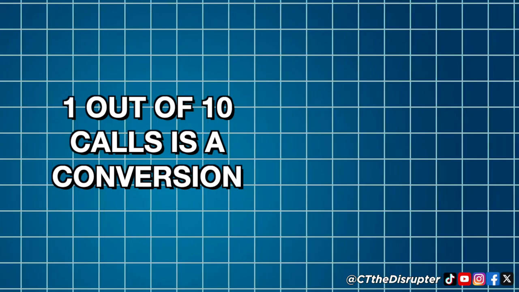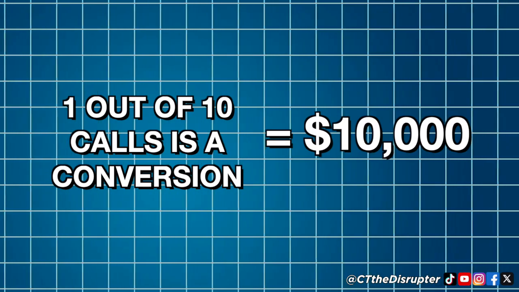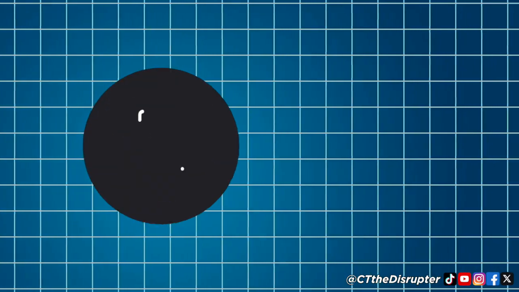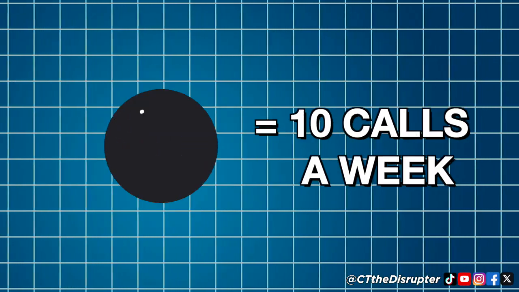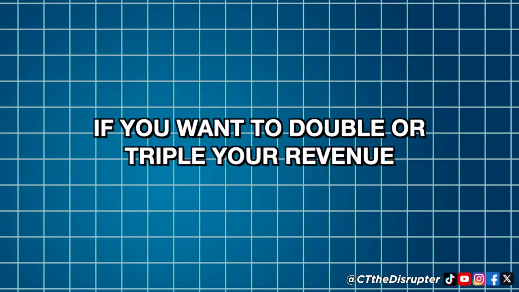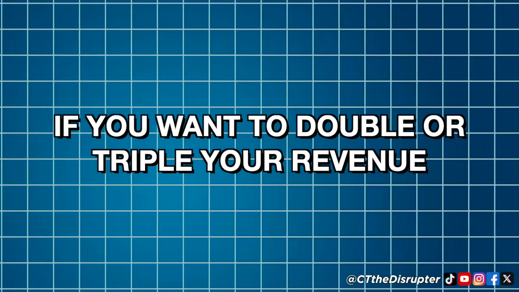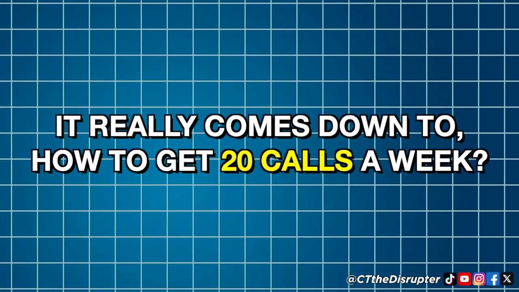1 out of 10 calls is a conversion, and that conversion is, say, 10 grand. Great. Now, right now, you're sitting at a spot where you get 10 calls a week, so you're making 1 new customer. 10 calls a week is roughly maybe 2 calls a day. If you want to double or triple your revenue, really it comes down to, how do we get 20 calls a week? Now, you can obviously also work on the sales pitch, you can work on other things, but this is the front end. What are we asking Facebook to do?